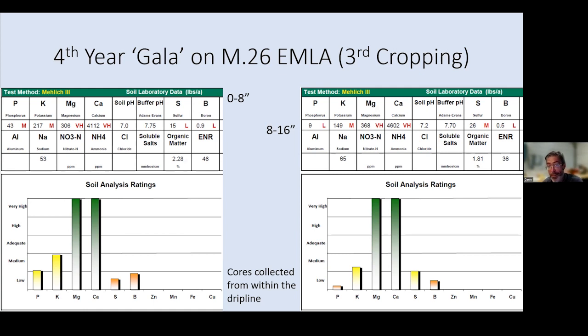Again, ignore the bars on this. In the 8 to 16-inch depth, phosphorus would be considered low. Same way for the potassium, according to UK sufficiency ranges. Magnesium and calcium are high as well.